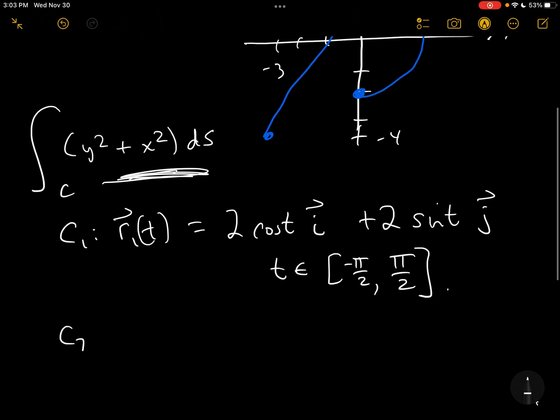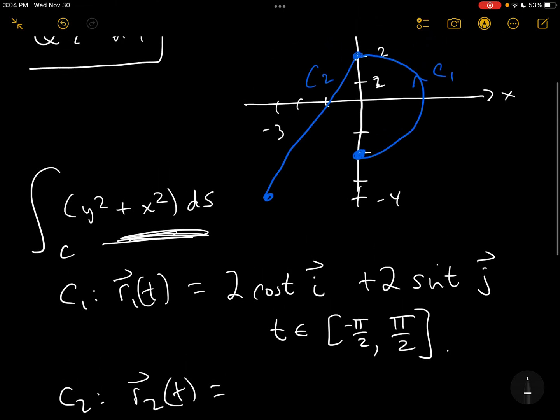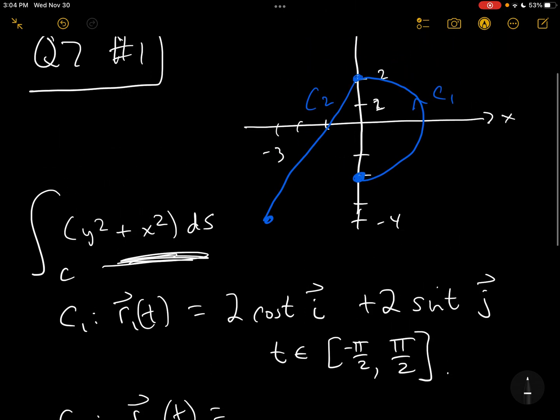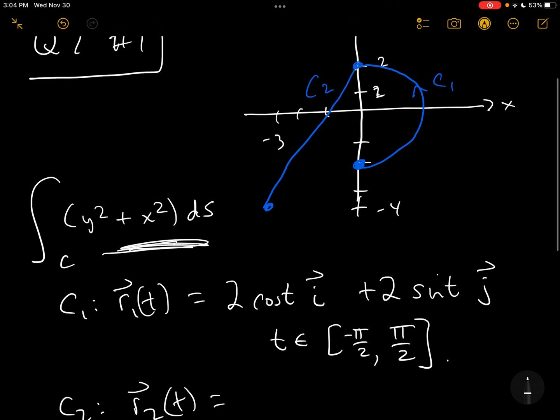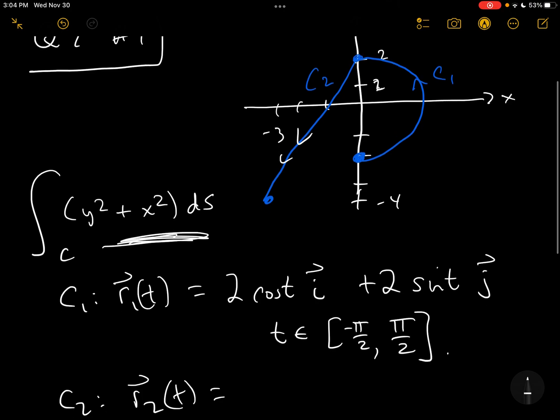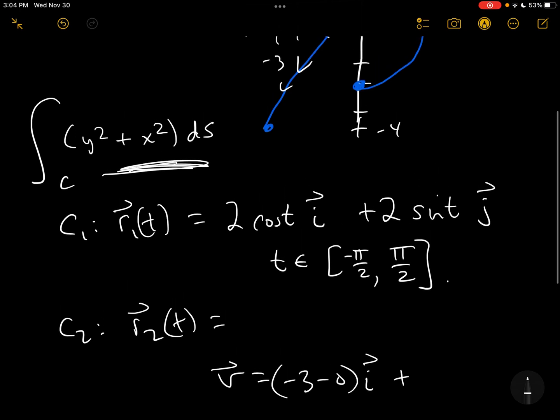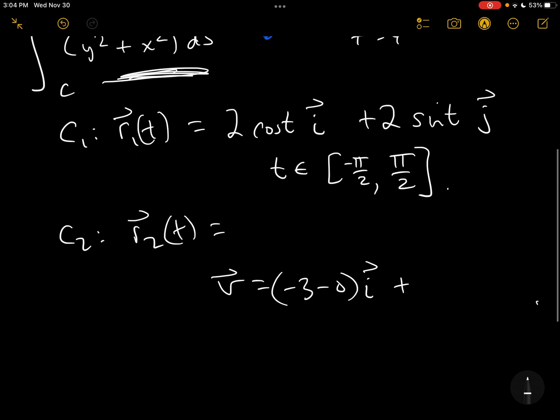And then for the second parametrization, R2 of t, it's going to be what? Well, first we need the v, right? So v is the vector that's parallel to this line, and that is what? It's going this way? Yeah. So it's minus 3 minus 0 i plus minus 4 minus 2 j. So this is minus 3i minus 6j.